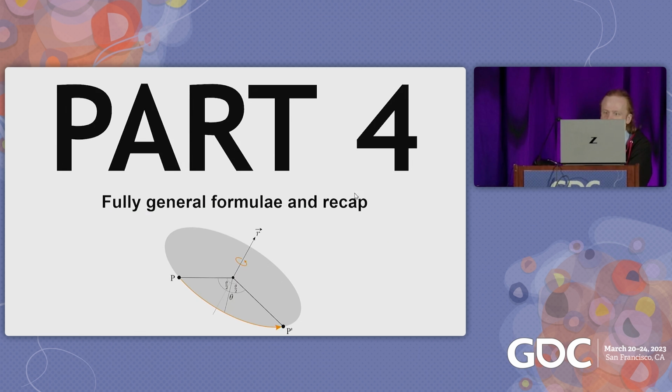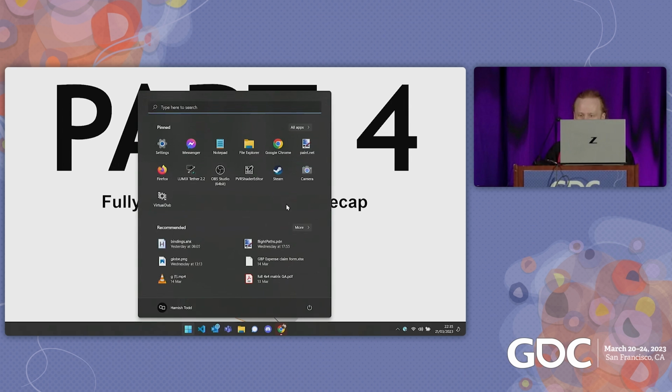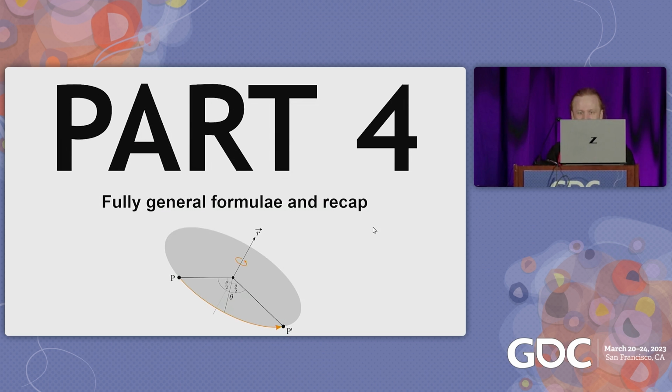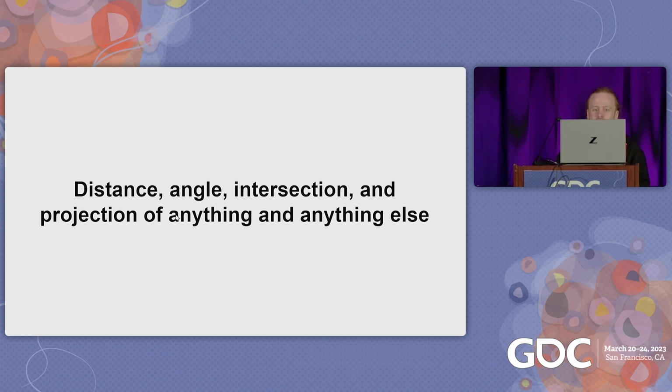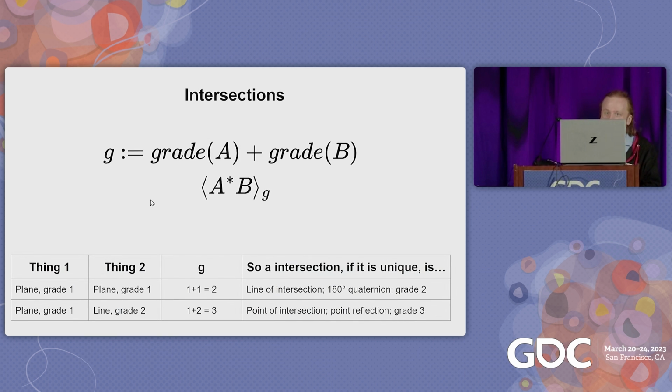Okay, fully general formulas and recap. This part is going to have much fewer pictures than the other parts, I'm very, very sorry to say, because we're trying to go across points and lines and planes. Okay, distance, angle, intersection, and projection of anything and anything else, where we're talking about points, lines, and planes.